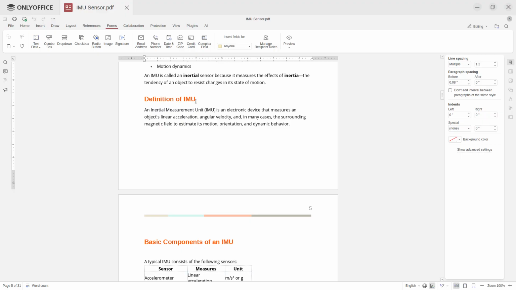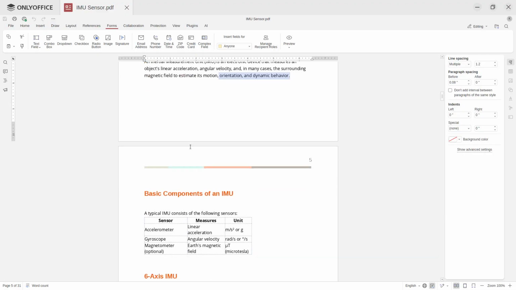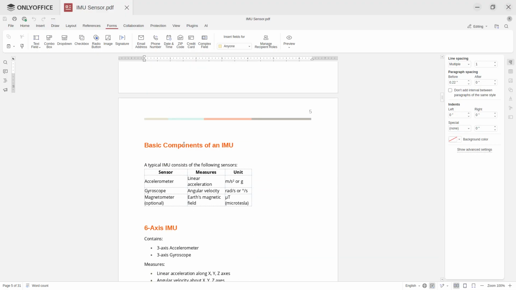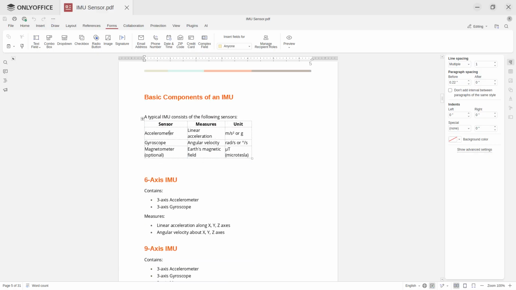Now next, what is the definition? An inertial measurement unit, IMU, is an electronic device that measures an object's linear acceleration, angular velocity, and in many cases the surrounding magnetic field, to estimate its motion, orientation, and dynamic behavior. Now what are the basic components of an IMU? The basic components are, as we have already seen, the accelerometer. It measures linear acceleration, and the unit is meter per second square, or G. Gyroscope: angular velocity, radian per second. Magnetometer, optional: Earth's magnetic field, in microtesla.